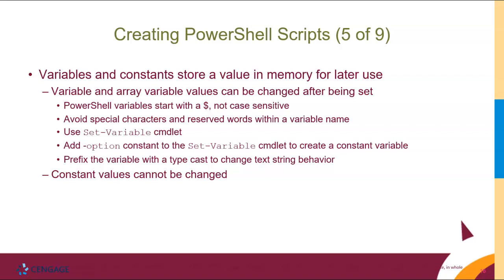Then you can optionally use the set variable command instead of using the $. It's just another way to do that. And then optionally, if it's a certain type of object that you're trying to cast into it, you can prefix the variable with a typecast that can be used to verify that the object's type is correct when it's set. And then your constant values cannot be changed. So once you set them equal once, they can't be changed again.